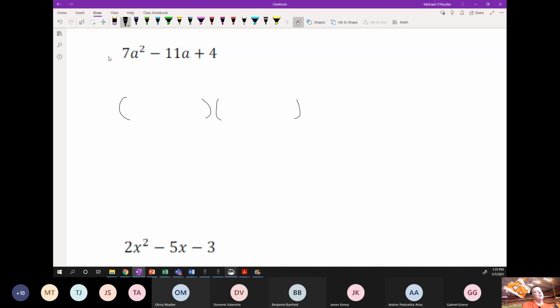So let's take a look at the sign first. We have a negative sign in the middle, but a positive sign at the end. What does that tell you what signs you should put in? Is it going to be a plus plus, a plus minus, or a minus minus? How do we get a negative sign in the middle and a positive sign at the end? What combination of signs are we going to use?